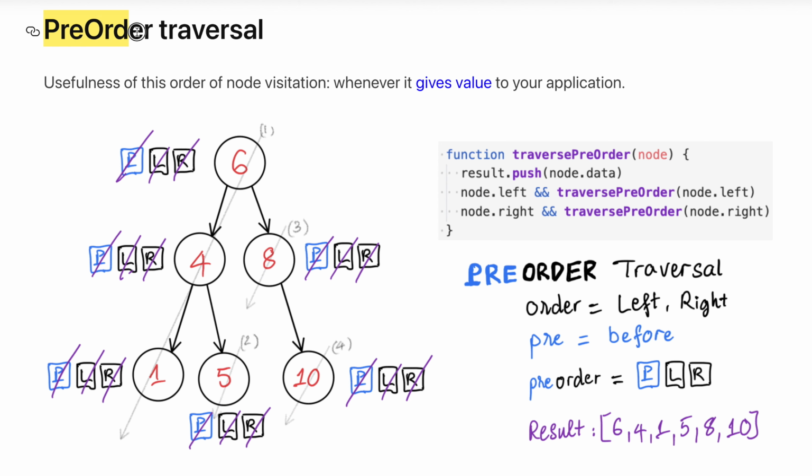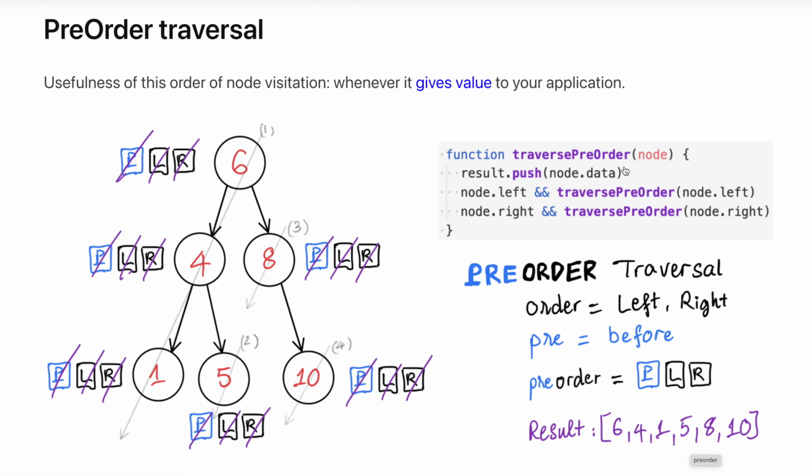Next, we're gonna learn about PreOrder traversal. The usefulness of this particular order of node visitation is whenever it gives value to your application. That means when we use PreOrder traversal, we already know this is the order of node visitation: 1, 2, 3, and 4. So if we find it useful, we can use this for our application. The order of node visitation is already determined. Okay, let's look at the code.